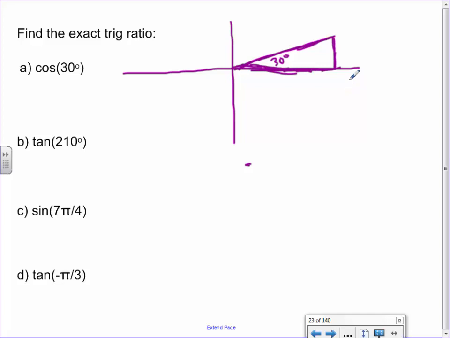Now, if you guys remember from last day, I showed you two triangles that were known for their exact values. One of them was called a 30-60-90 triangle, and one of them was called a 45-45-90 triangle. Do you guys recall those at all? I know it was only yesterday, but does that ring a bell?